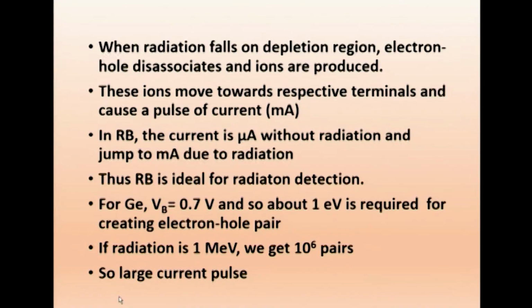So it will give a large current flowing in the diode. When a radiation falls, we get a very large current pulse. So the idea is, without radiation, it will be in microamps. When a radiation falls on it, it will go to milliamps. Milliamps is only when we are talking about 1 eV, but here we get a large number of pairs produced, so the current pulse will be larger.